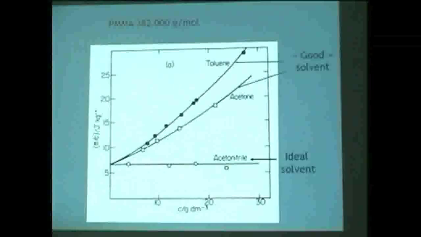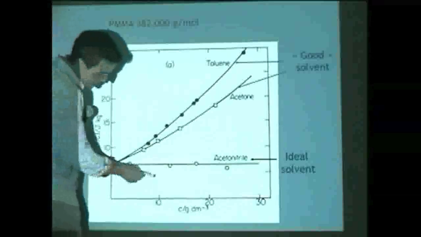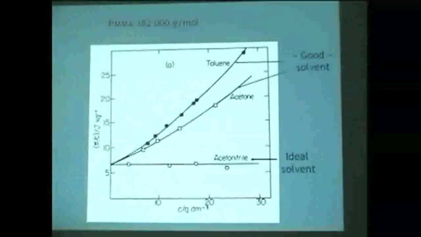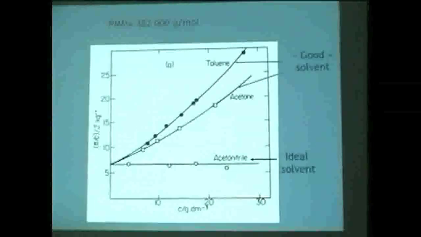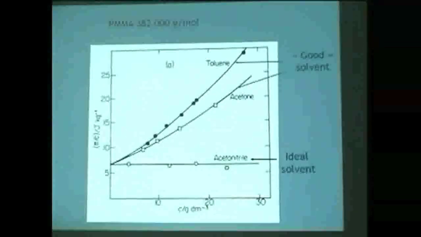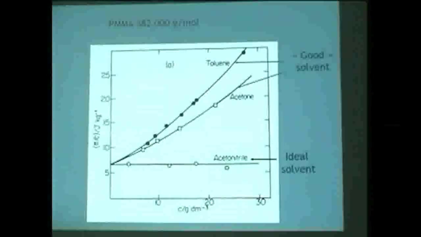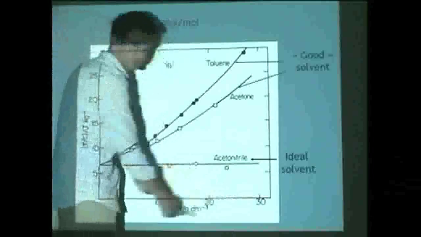Sorry? Yes. In a bad solvent situation, we expect that it would go like this. But in fact, it's very difficult to make that kind of measurement, because if it's decreasing, then the pressure is too small to be measured. You have a phase separation in the system. It's very difficult to see this type of condition. But yes, in principle, you're right. We should see a decrease here.